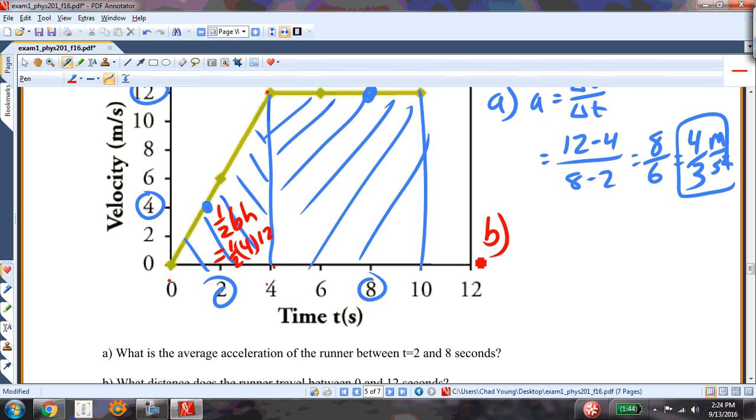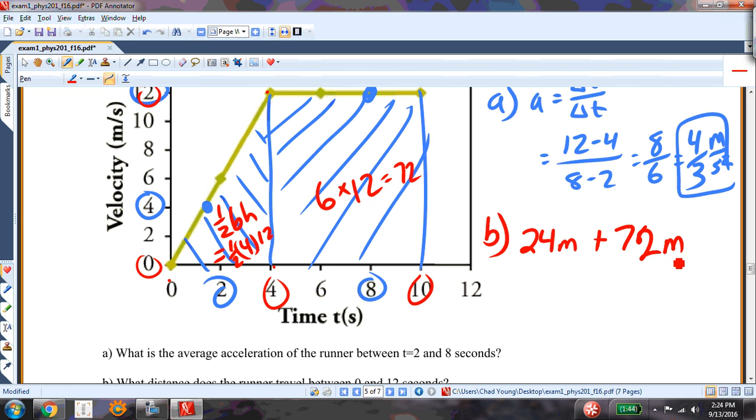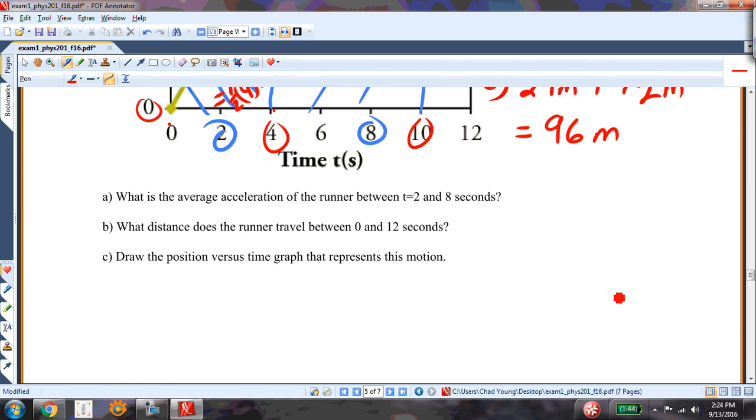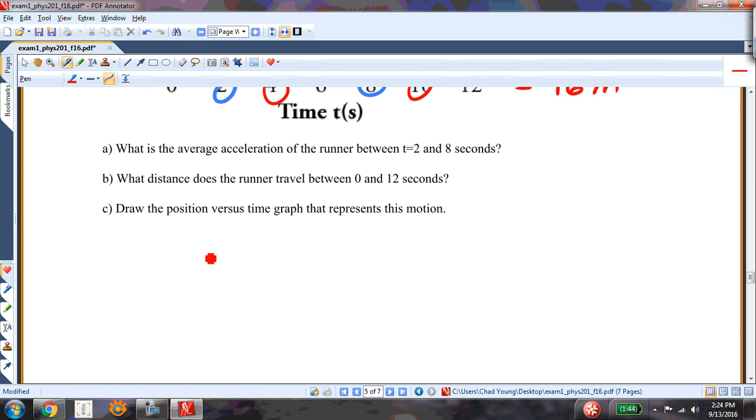The first part is 2 times 12, has an area of 24 meters, plus the area of this portion. I go 4 to 10, that's 6 times 0 to 12, 12, that's 72. So I get 72 meters. Add those up, 24 plus 72, 96 meters. And then the third part, you're supposed to draw the position versus time graph that represents this motion.